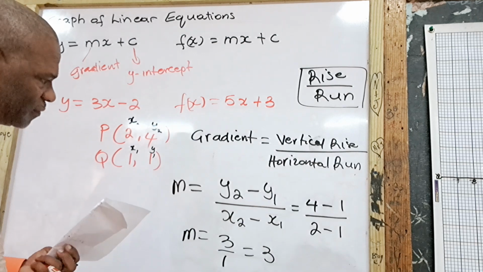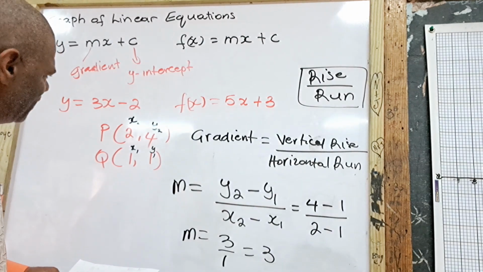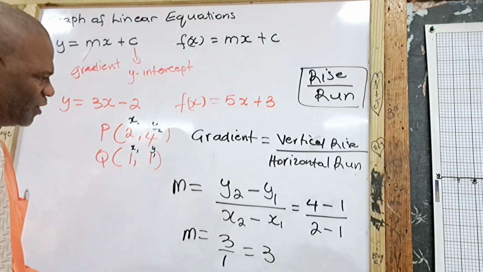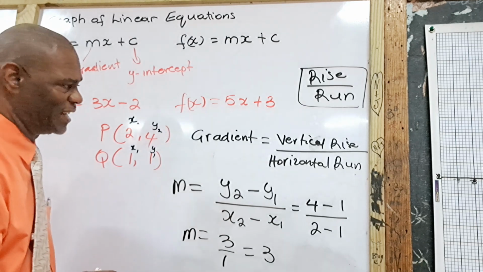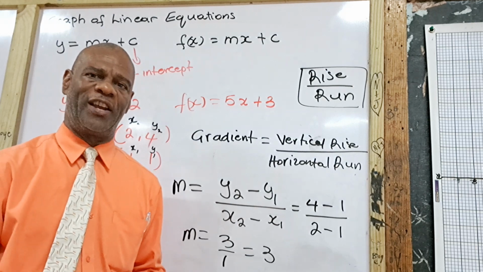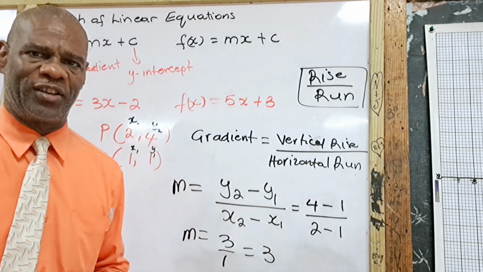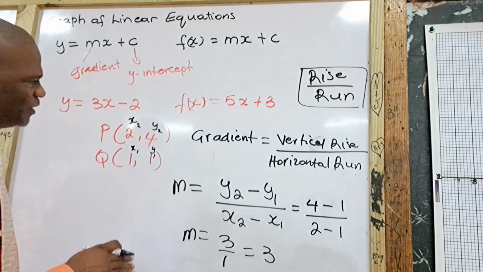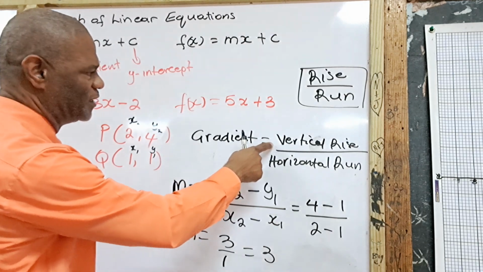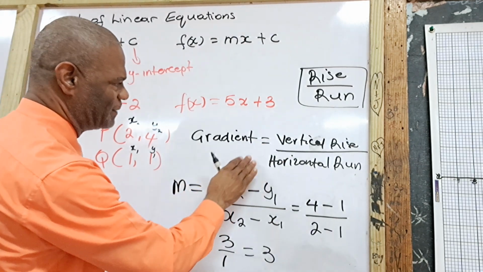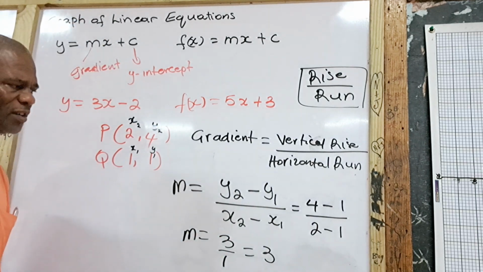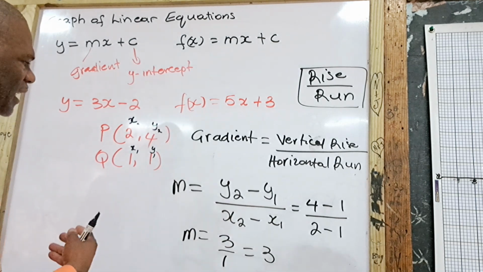Alright, let's leave it at that. So the gradient is equal to 3. Alright? So let's hold that. So that's how we find the gradient of the line. Given a graph, we can take any 2 points on the line and we can find our slope, or we can find the gradient of the line. So remember now, to find the gradient of the line, we divide the vertical rise by the horizontal run, and that will give us our gradient. So we do y2 minus y1 over x2 minus x1, and that gives us m.